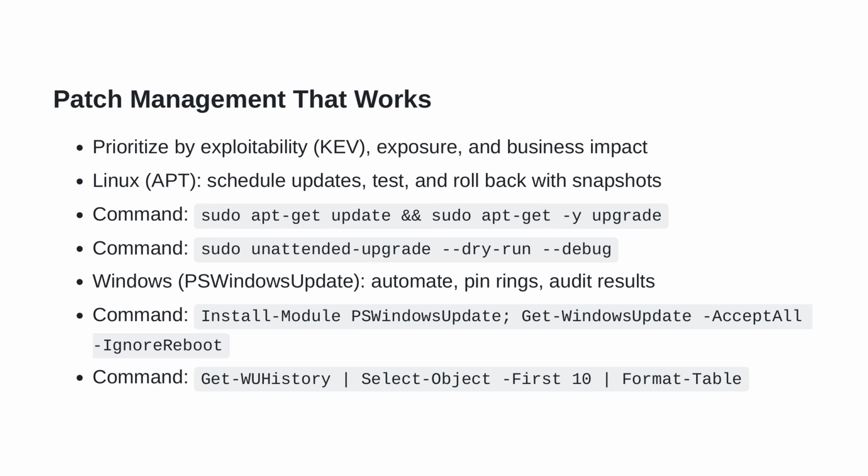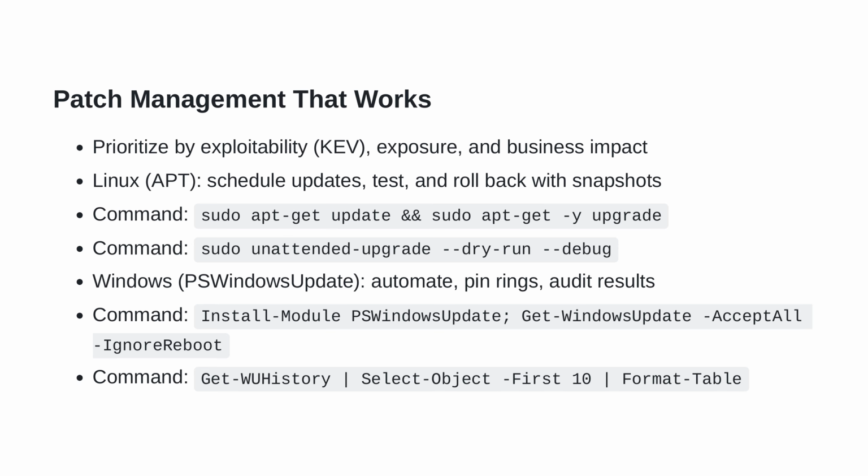On Linux, keep updates predictable and reversible. Schedule maintenance windows, test in a staging ring, and snapshot VMs or file systems so you can roll back if needed. For routine updates, run sudo apt-get update and sudo apt-get -y upgrade. To validate what will change before you automate, use a dry run: sudo unattended-upgrade --dry-run --debug.